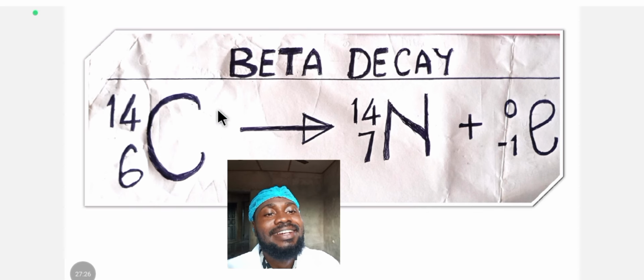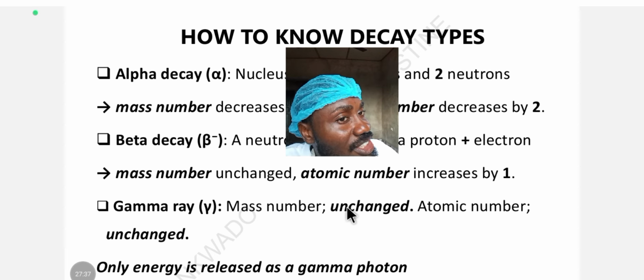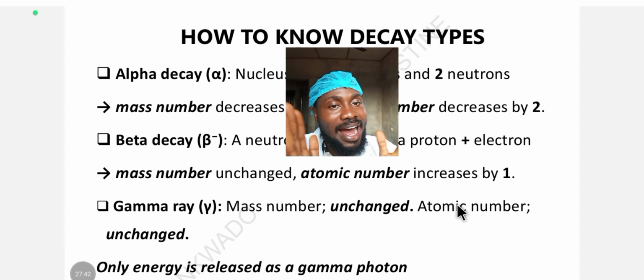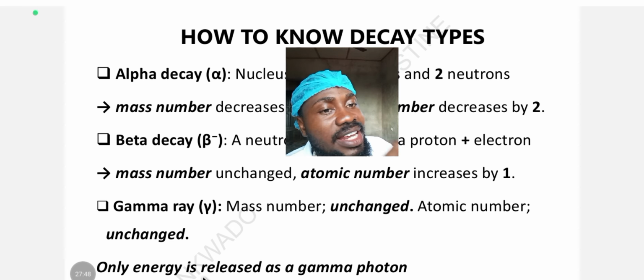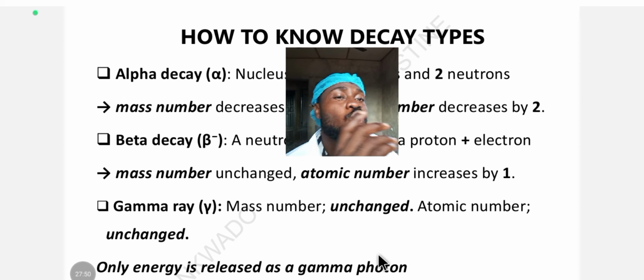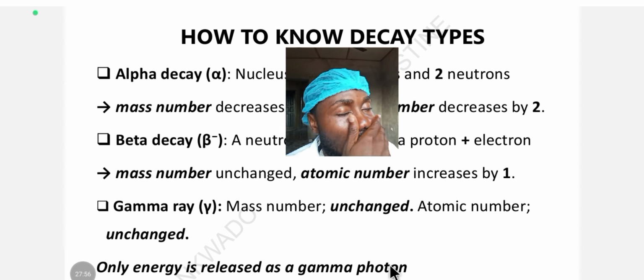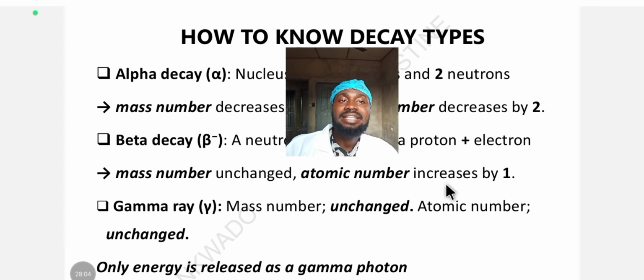Now, let's look at gamma decay next. During gamma decay, what happens? Mass number remains unchanged. Atomic number remains unchanged. Very easy. But one thing happens. Only energy is released as gamma photon. So, gamma photon is released in a large quantity because of the high penetrating power of gamma. So large energy is released. Now, let's look at gamma decay before we quickly do a recap on this.